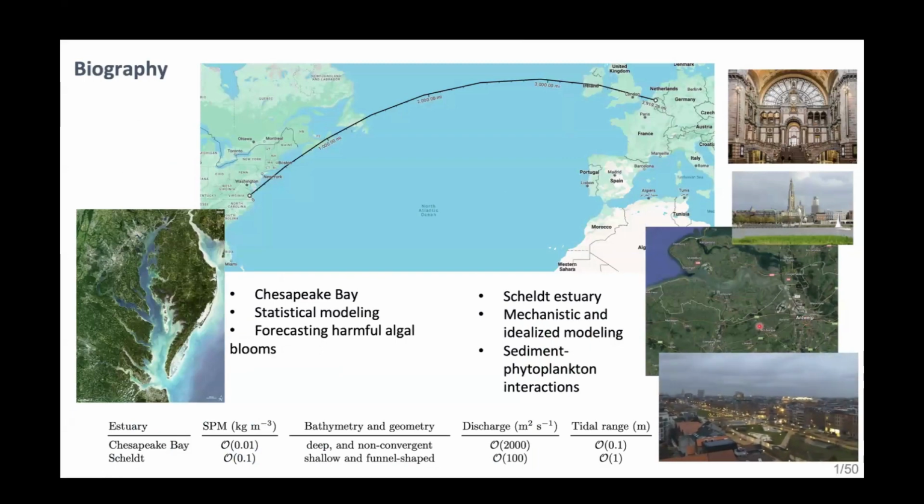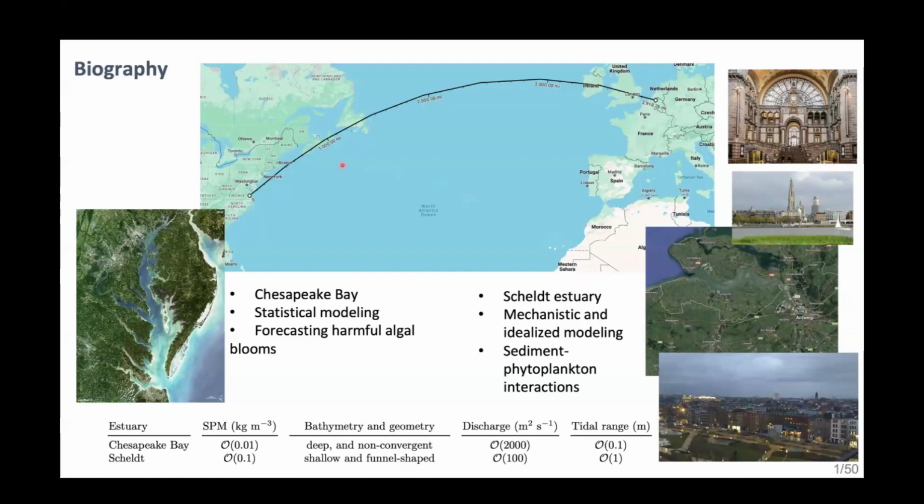The source is in France, it flows through Belgium, passes through Antwerp, and then flows into the North Sea. During my PhD in Belgium, I used to study this estuary, the Scheldt estuary, using mechanistic and idealized modeling techniques, as mentioned by Eileen. I focused on sediment and phytoplankton interactions, so really combining biology and physics.